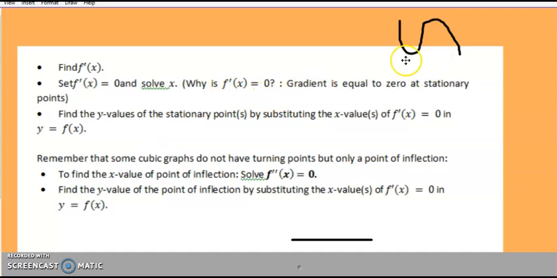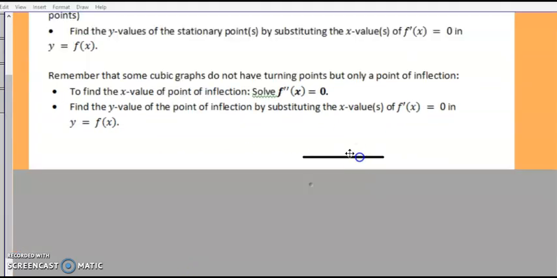Once we have calculated the two x values, we calculate the corresponding y value by substituting each x value into the original function. Also, remember that not all cubic graphs will have turning points. Some of them will only have a point of inflection.